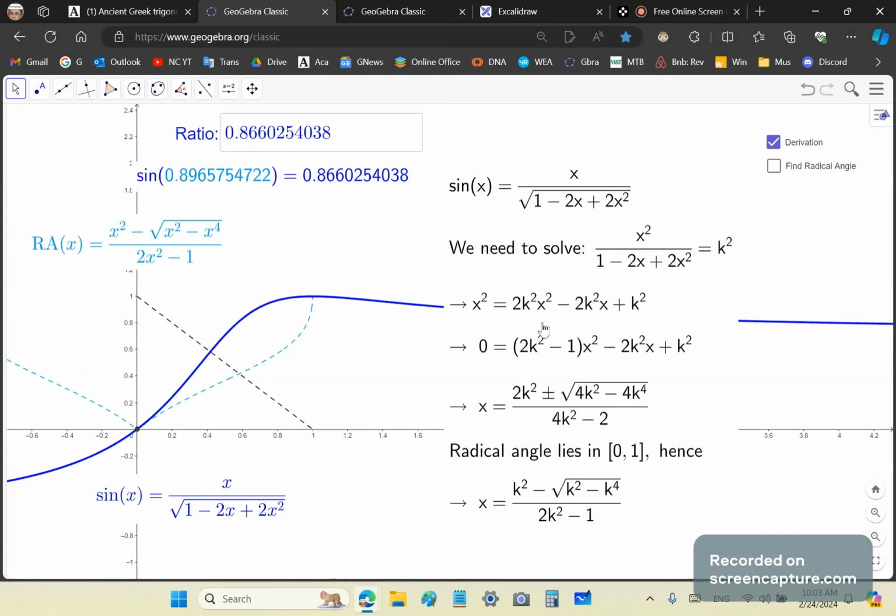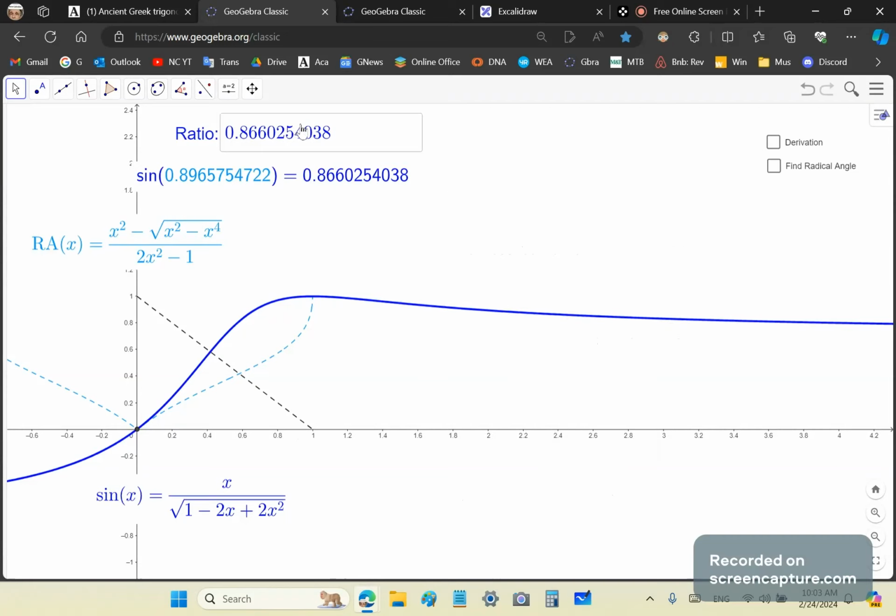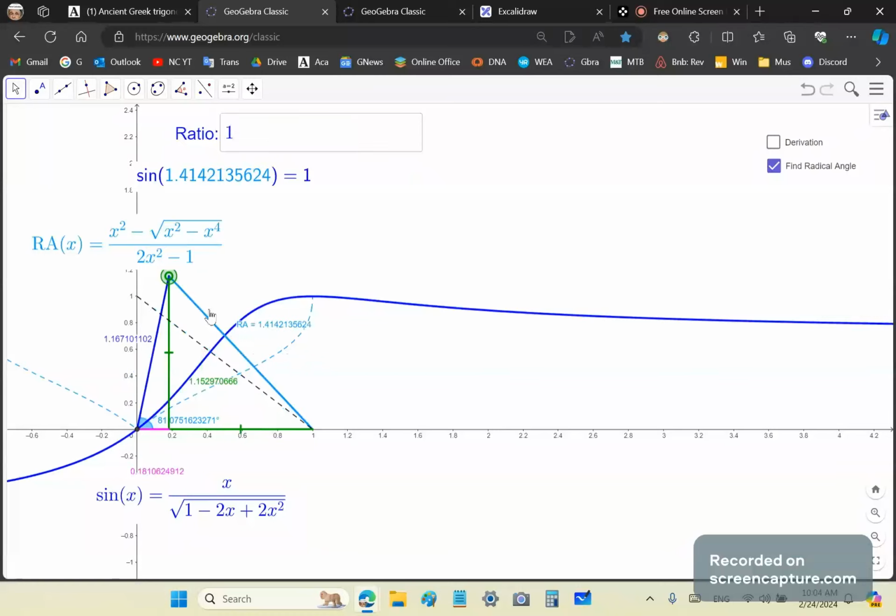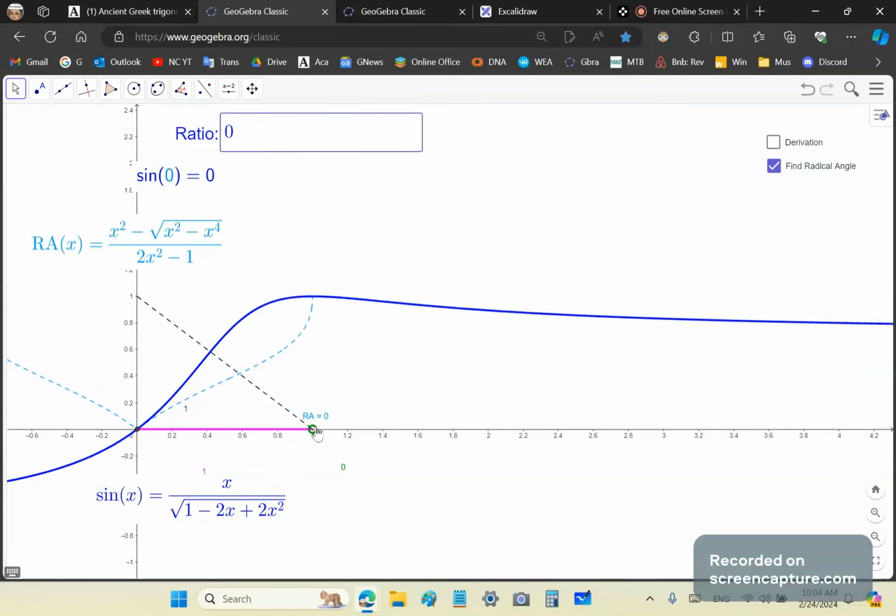So how do we find this radical angle? We type in, for example, the ratio that we want, which is this ratio here. To find the angle, you don't have to do this, but I'm just showing you that if you position this line exactly, it will be 60 degrees. This is just to show you how it works. Now, if you had a ratio of 1, then it would be the entire angle, 90 degrees. And if you had a ratio of 0, then it would obviously be 0 degrees down here.